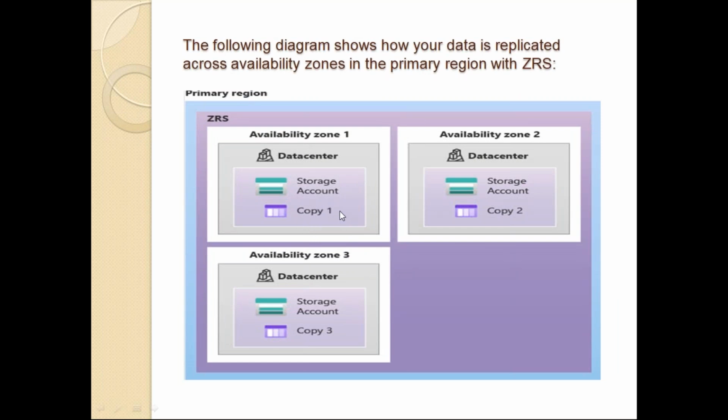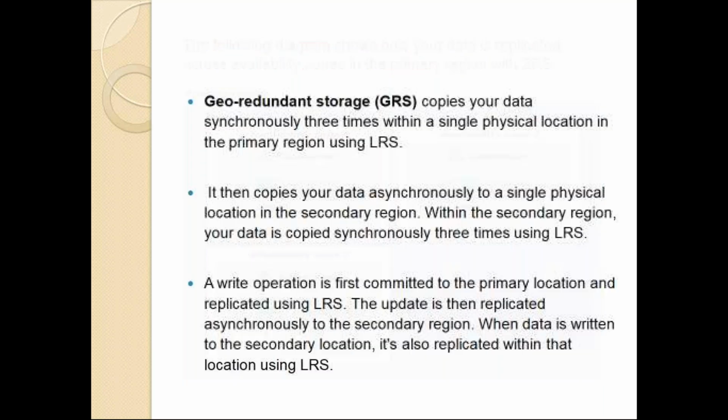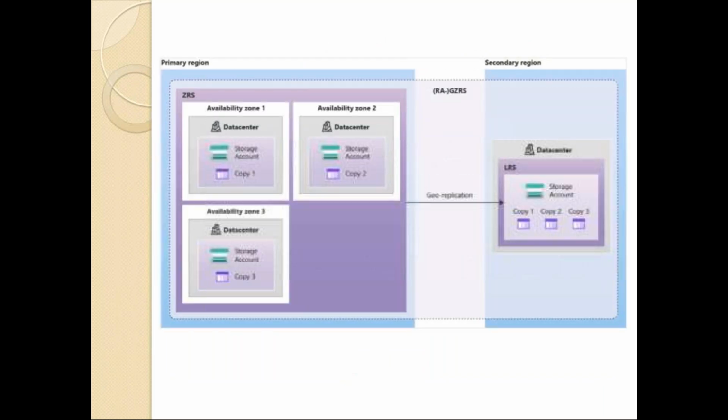So I would like to have both the things. Then you go with your geo-zone redundant storage system. So this is what it is. The primary region has availability zone 1, zone 2, zone 3. Within this region, I have each copy within my availability zones, so 3 data centers have each copy. At the same time, I'm trying to handle my 3 copies in my 4th data center as well, in my secondary region if you want.